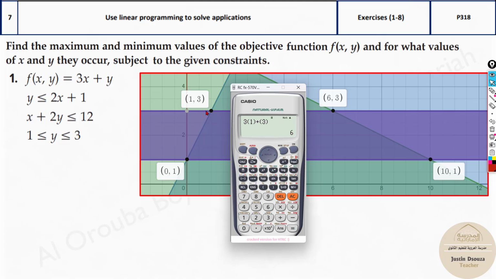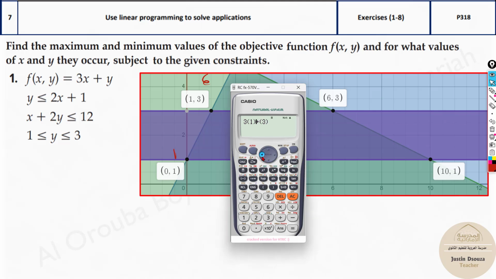Now just change those quickly to 3 as y and x is 1. And then what do we get? Over here we get 6. So this is 1, 6. We need to write them down. Why? Because we need to find where it is maximum and where it is minimum. So both are required.